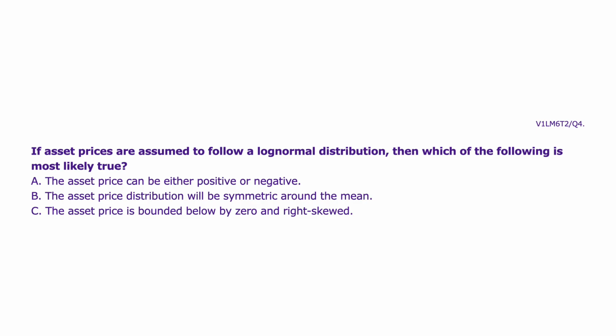If asset prices are assumed to follow a log-normal distribution, then which of the following is most likely true? A. The asset price can be either positive or negative. B. The asset price distribution will be symmetric around the mean. C. The asset price is bounded below by 0 and right-skewed.